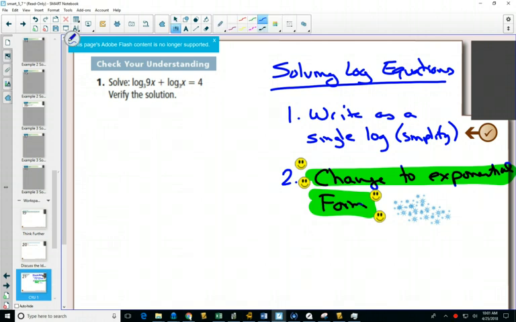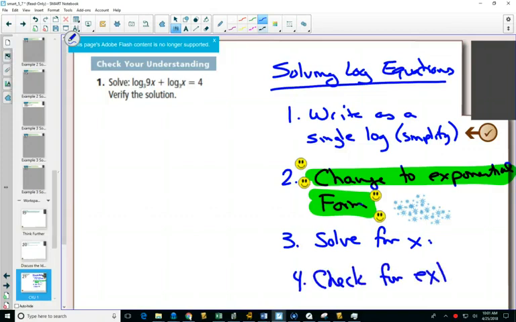Then number 3, you're going to solve for x. And finally, we'll write out all of these steps, and we're going to solve some questions so we know what these things mean. The last step is to check for extraneous roots. These 4 things are important for solving logarithmic equations.